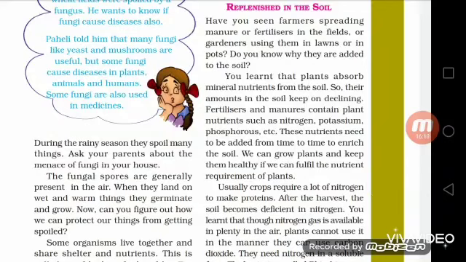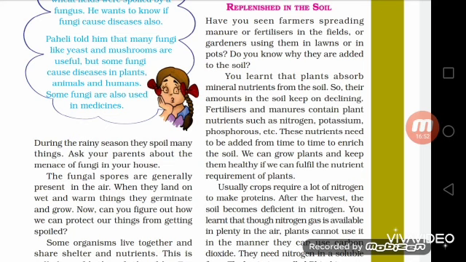Okay, so you learned that plants absorb mineral nutrients from the soil. As everyone knows, plants are absorbing minerals and nutrients from the soil. So their amount in the soil keeps on declining. If plants are taking, then soil is losing those nutrients. Of course, yes. So fertilizers and manures contain plant nutrients such as nitrogen, potassium, phosphorus, etc. You please mark this thing, that fertilizers contain which type of nutrients, that is nitrogen, potassium, phosphorus, etc.